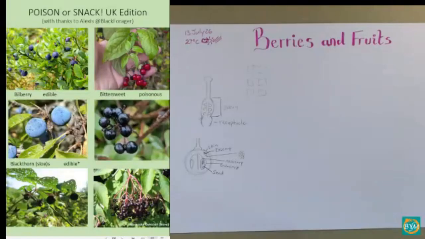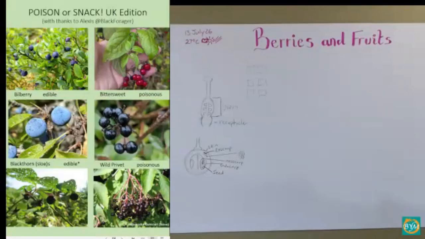So these are blackthorn sloes, and I put edible with a star because you probably want to process them. You don't particularly want to eat them raw. They won't taste great. But yes, sitting in the edible section, but with a star on it. Okay, next one. What do you think?